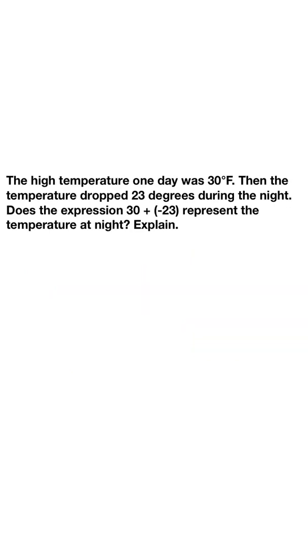Question 6. The high temperature one day was 30 degrees Fahrenheit. Then the temperature dropped 23 degrees during the night. Does the expression 30 plus negative 23 represent the temperature at night? Yes, it does. 30 is our starting point. The negative 23 is representing the dropping from the 30 degrees. This would give us a final temperature of 7 degrees. So yes, it is correct.